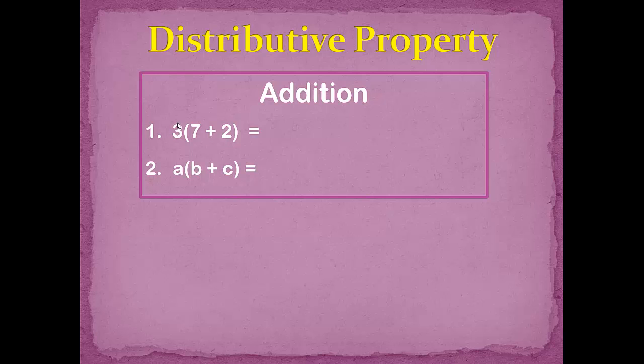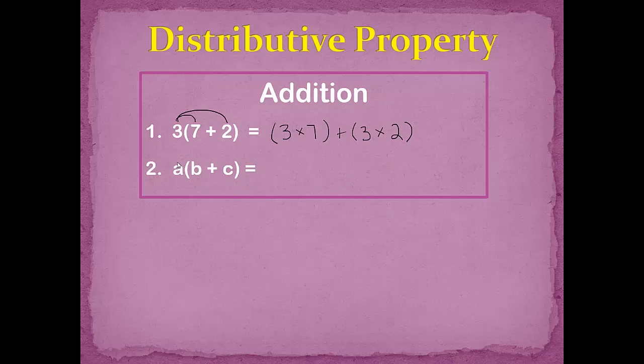So we can do 3 times 7 and then plus 3 times 2. We can write this as 3 times 7 plus 3 times 2. We can also use the distributive property with variables.